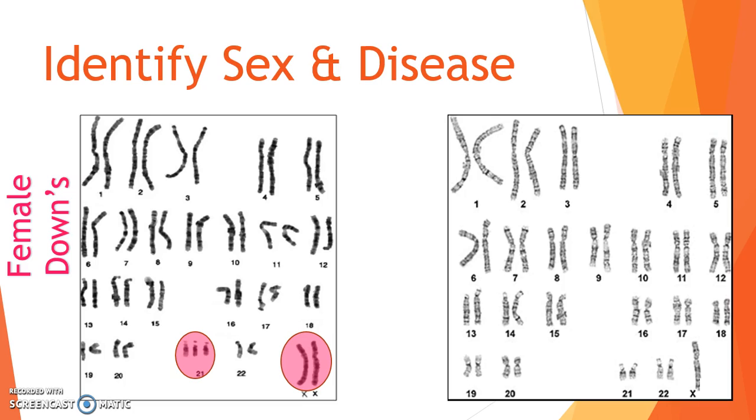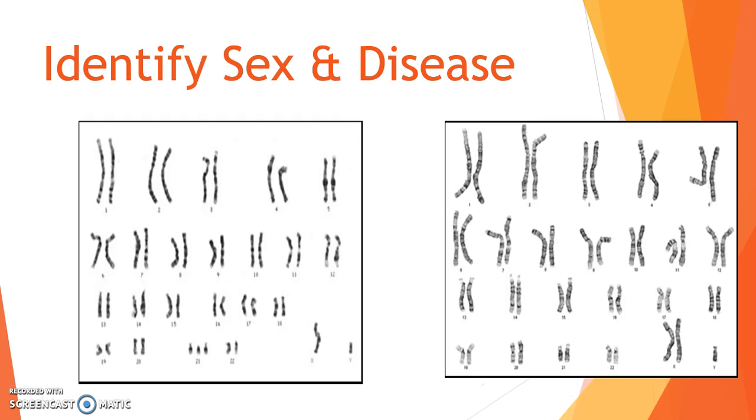So when trying to figure this one out, you'll notice that they have all the autosomes paired up appropriately, but they only have one X chromosome. So that means that they have Turner syndrome, and since we have no second sex chromosome, the default sex in humans is female. So even if you only have one sex chromosome, it must be an X, and you will be female. So this person would be female with Turner syndrome.